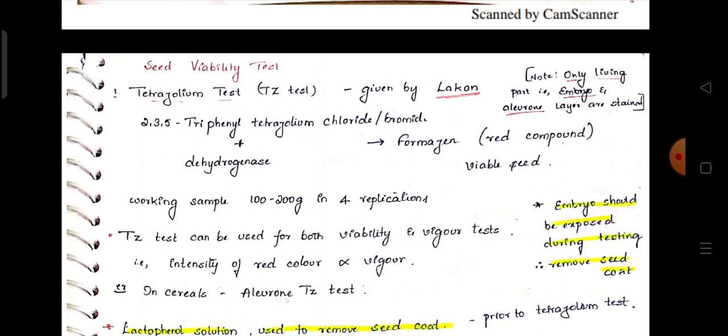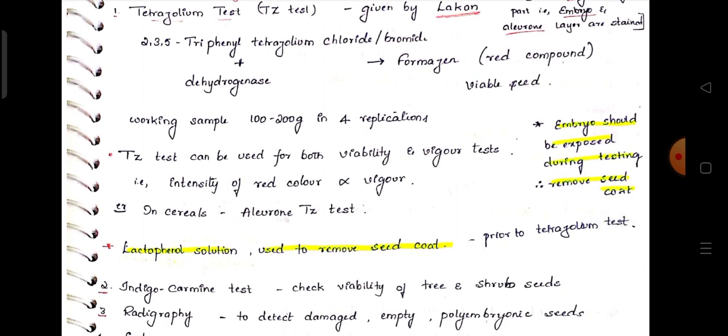Coming to seed viability test. Seed is the living entity in that embryo, embryo and aleurone layer are stained. In case of tetrazolium test, as I already told, the process was given by Lakon. Here, red compound produced is formazan, which will give the viability index. Working sample taken here is 100 to 200 gram in 4 replications. Embryo should be exposed during testing and therefore remove the seed coat.